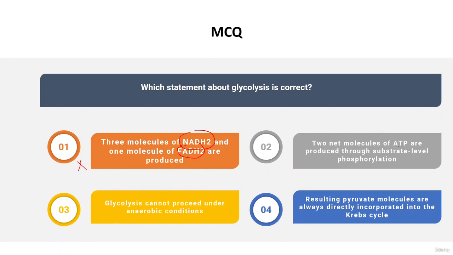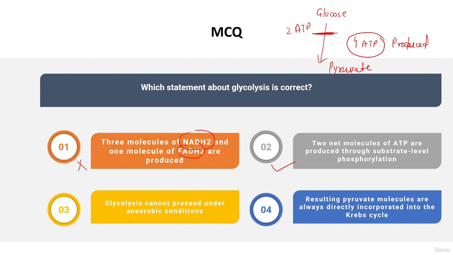The two net molecules of ATP are produced through substrate level phosphorylation. This is correct. During glucose oxidation to pyruvate, we know that four molecules of ATP are produced, right? But we also use 2 ATP molecules in the first steps. So the whole net production is 2 ATPs. So 2 net molecules of ATP are produced through substrate level phosphorylation.